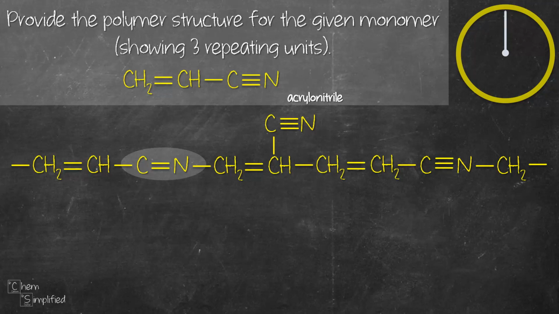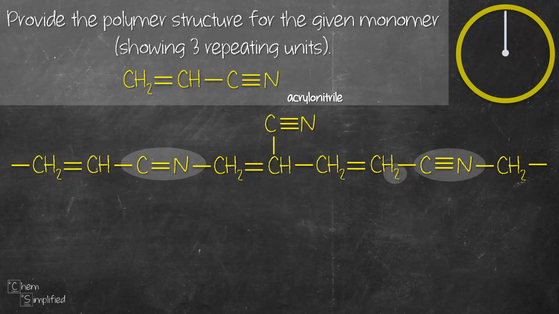The second error is this. This carbon should only be attached to one hydrogen, not two. Keep in mind, carbon makes 4 bonds, and this carbon has 5 bonds, which is not correct. The third error is here. Again, the nitrile group C triple bond N should not participate in the bonding. This is a very common mistake made by a lot of people.